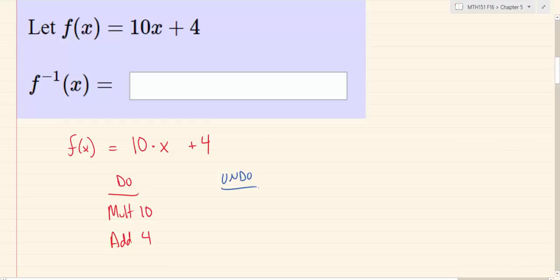So what is the undo list? Subtract 4 and then divide by 10. So if we start with an x, the first thing we do is subtract 4 from it, and then we divide that whole thing by 10. And this would be the inverse function.